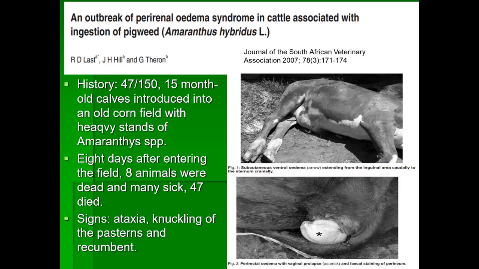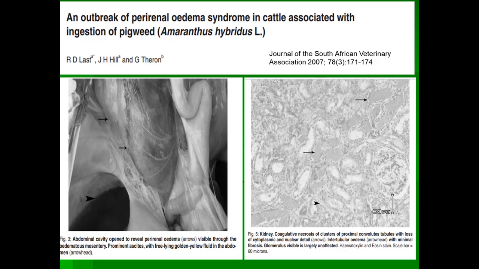And probably the most conspicuous signs were the subcutaneous ventral edema that we see on these photos in the ventral abdominal wall, and also perirectally associated with vaginal prolapse. Now, when they opened the animals, they found a lot of mesenteric edema and perirenal edema, which is pointed with the arrows, as well as a lot of peritoneal fluid.